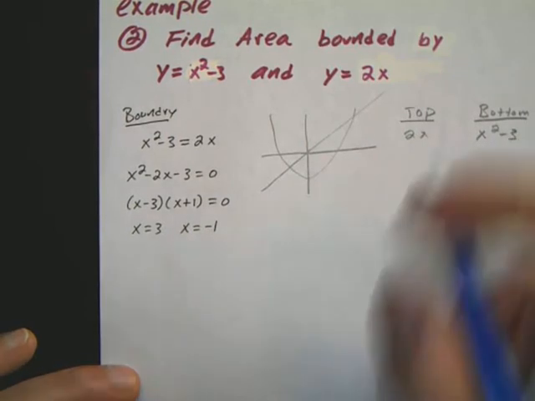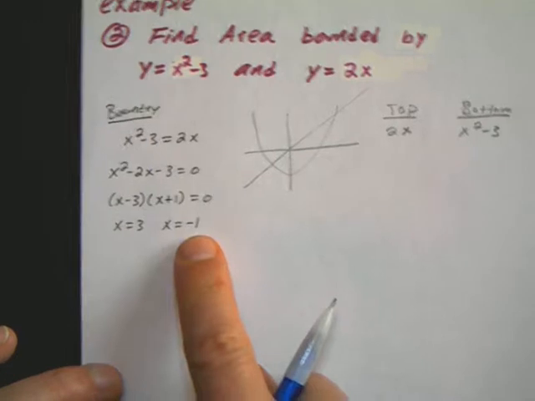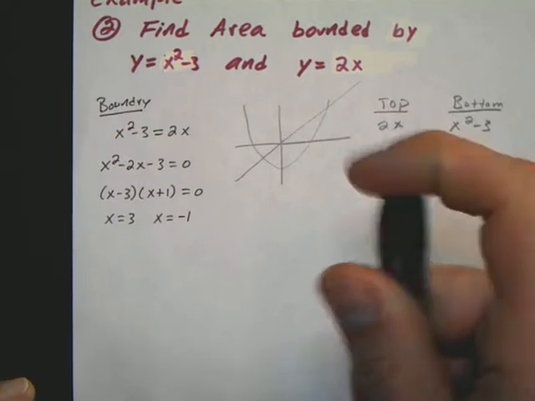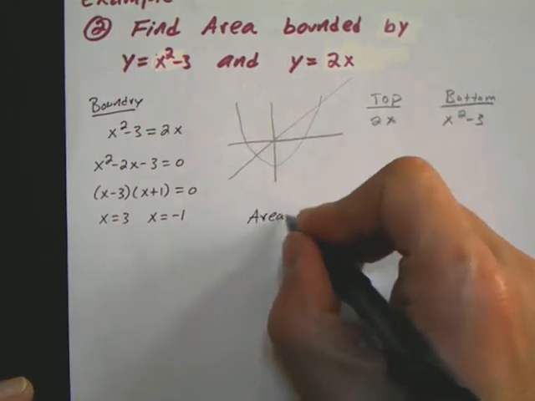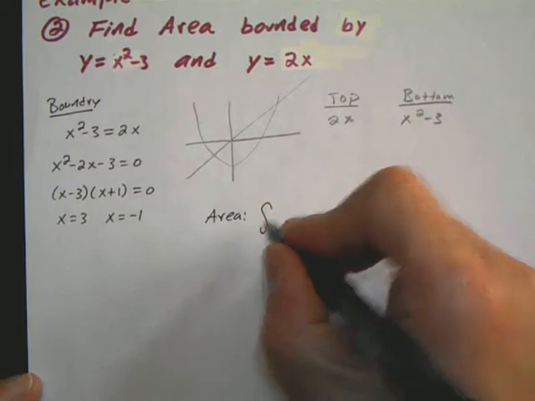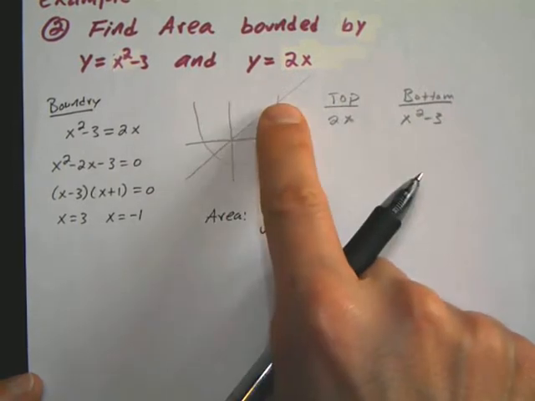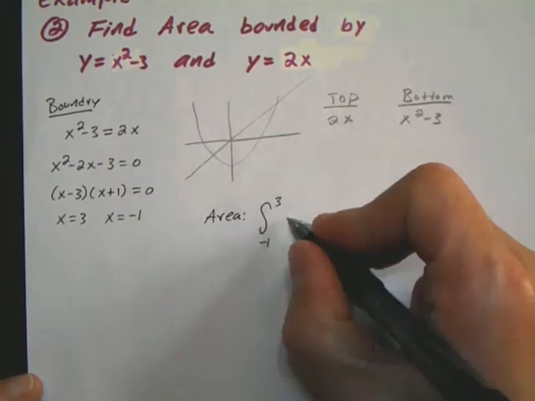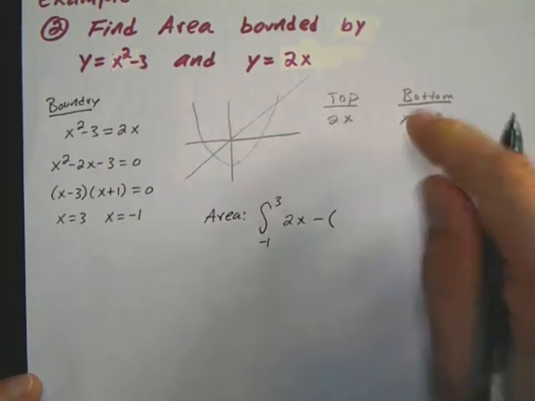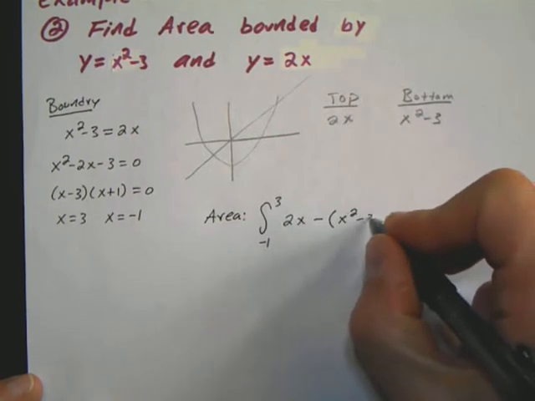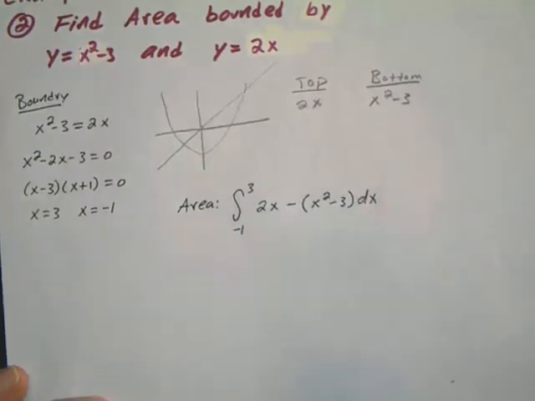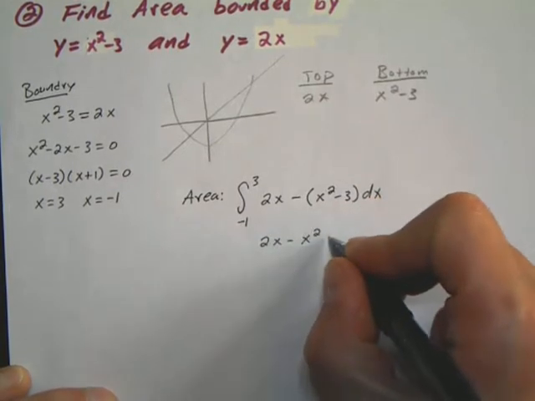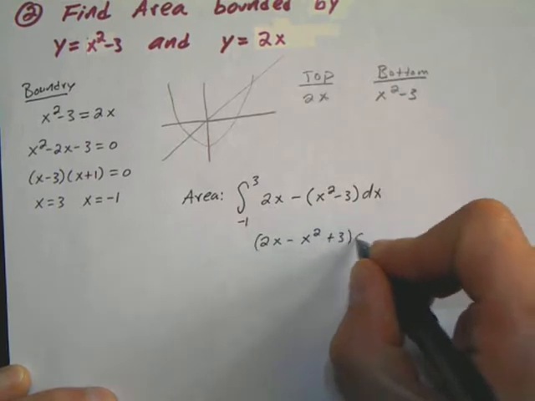And now I have my limits of integration, so I'll go ahead and set up my integral. So the area is going to equal the integral. Now I have to go from the smallest number, the lower limit, to the upper limit, the bigger number. So from negative 1 to 3. The top function is going to be 2x minus the bottom function, which is x squared minus 3 dx. And then simplifying this, I'm going to end up with 2x minus x squared plus 3 dx. This is my integral from negative 1 to 3.